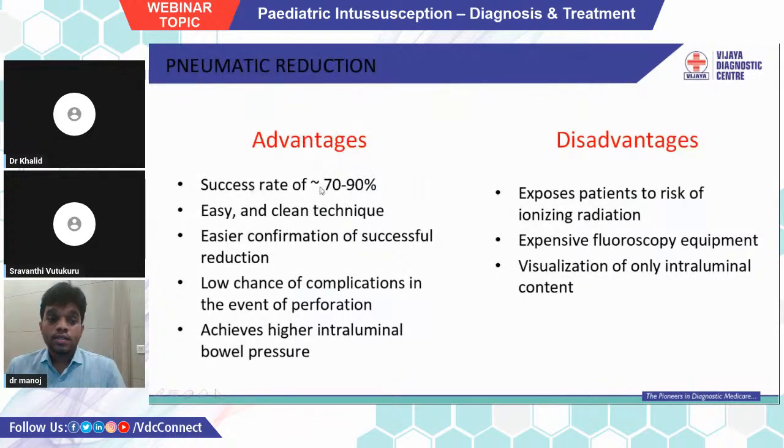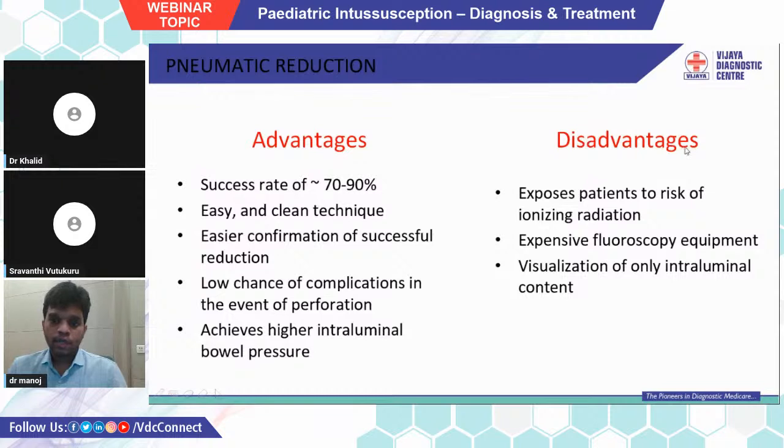The advantages are that the success rate is approximately 70 to 90%. It is an easier and cleaner technique, and it is easy to confirm a successful reduction in these cases. There are low chances of complications, and even if a perforation occurs, the size of the perforation will be smaller compared to the hydrostatic one, and higher intraluminal bowel pressure is achieved.